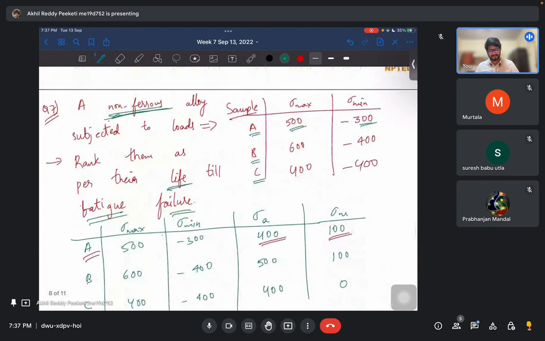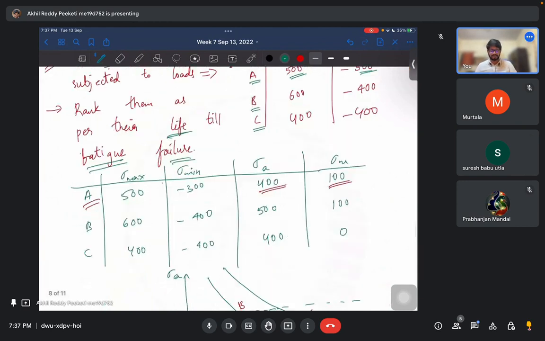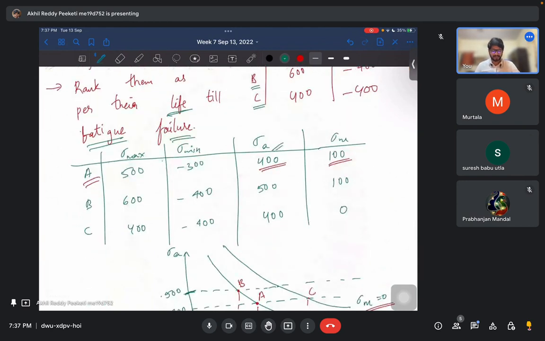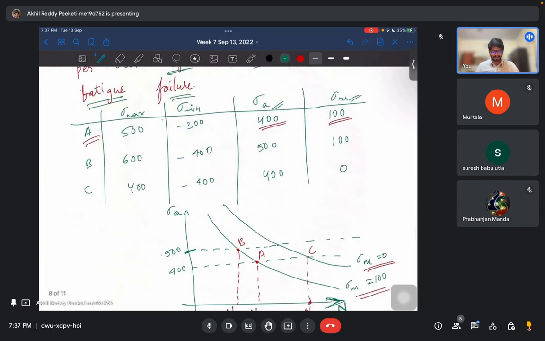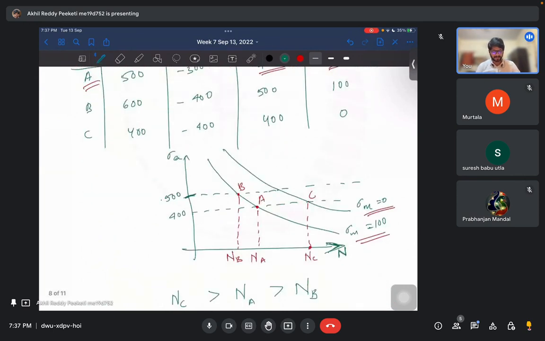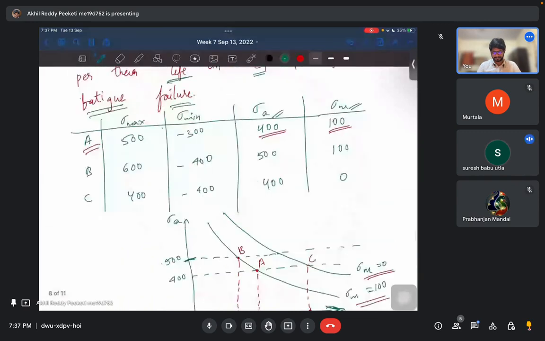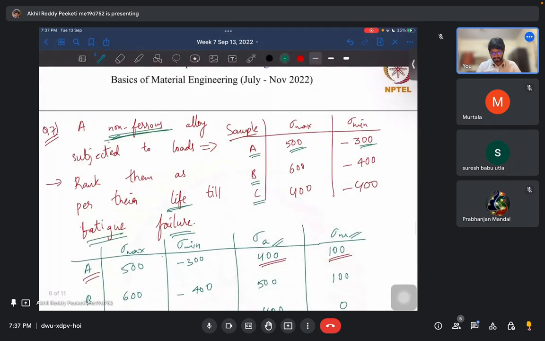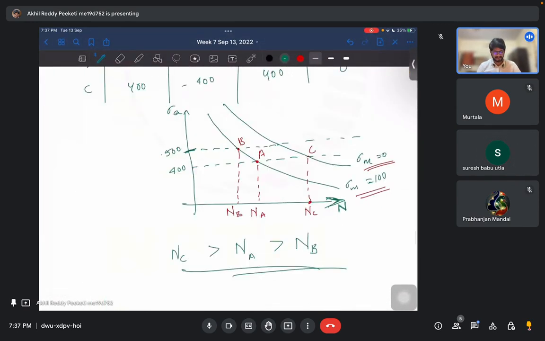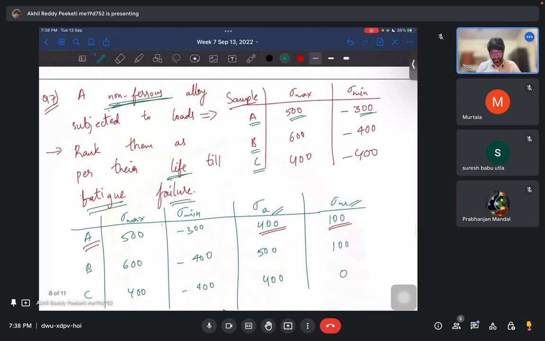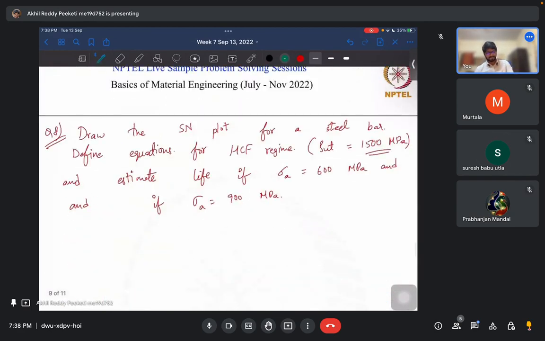So if you are given maximum, minimum or anything, first you need to estimate the amplitude and the mean. From there you can draw a qualitative graph, and from that you can rank them based on the number of cycles they can withstand. I think you have a similar question in your assignment also, so it should be helpful.